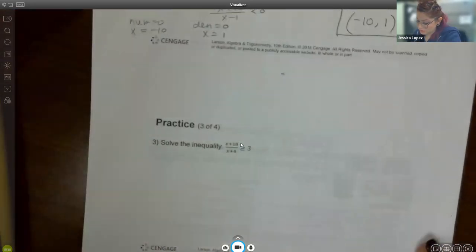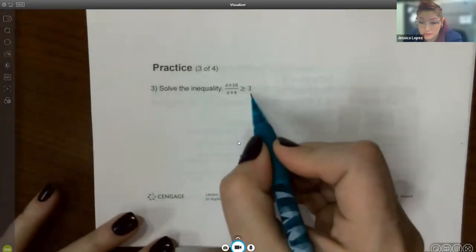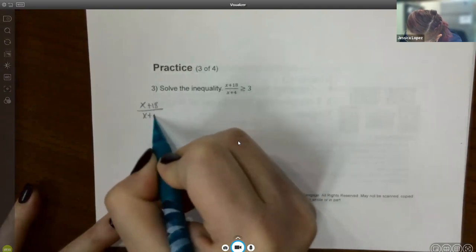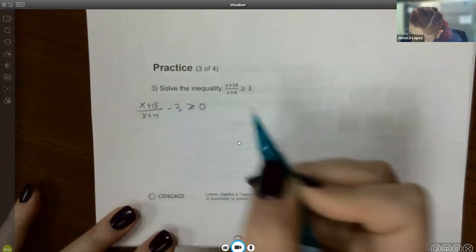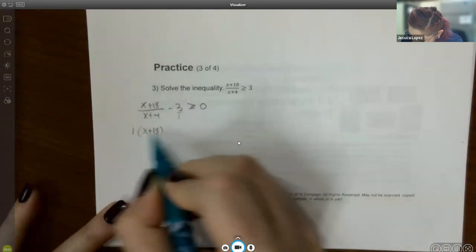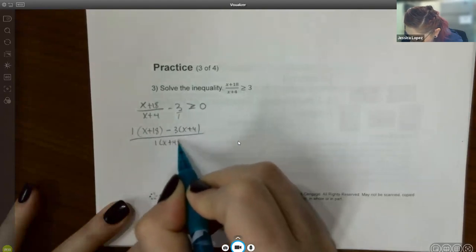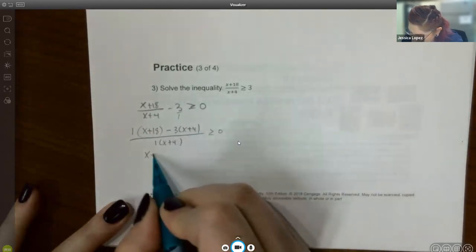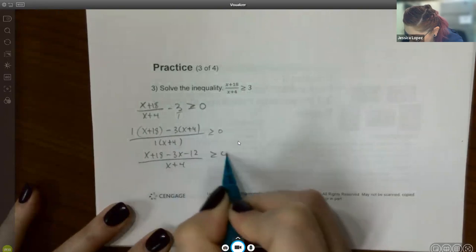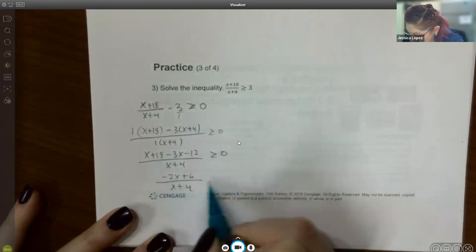Okay. Very similar. I don't know why they use 3 again, but it's not a 0. That's the point. Okay. So we're going to minus that 3 over so we can get the 0. And then we're going to do that whole basic rule here to get one giant fraction. And so I get x plus 18 minus 3x minus 12 over x plus 4. I get negative 2x plus 6 over x plus 4.